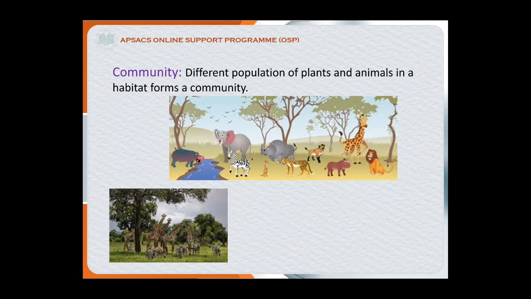Community means different populations of plants and animals in a habitat form a community. As you can see in this picture, there are different groups of animals living together in a habitat. It forms a community. But population means only a single kind of organism living in a habitat. This is the basic difference between population and community. Community is when different populations live together, and population means a single type of organism living together.